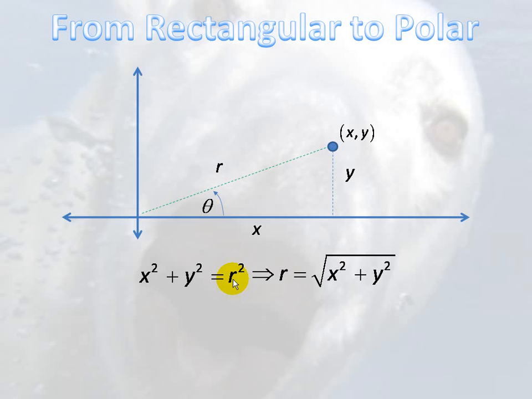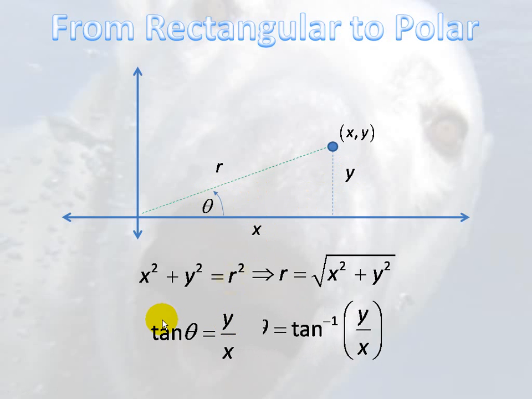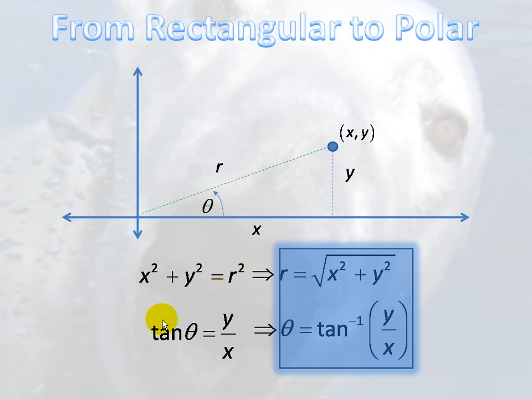Now, we just need to figure out what theta is. So we need a relationship that involves theta, the y, and the x. Well, tangent does that. Tangent theta is equal to the opposite over adjacent. That tells us that theta equals inverse tangent of y over x. Now we have to be a little bit careful with using the second one, theta equals inverse tangent of y over x. But nevertheless, these are the formulas that we're going to use to go from rectangular coordinates to polar.